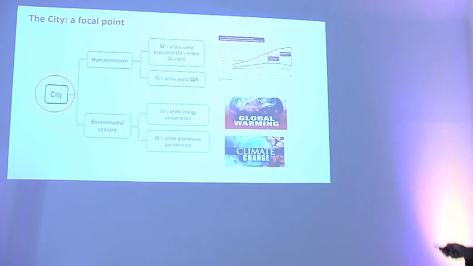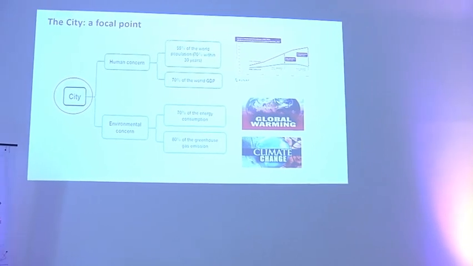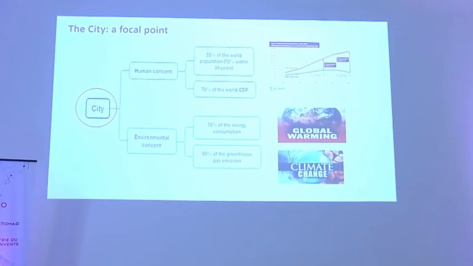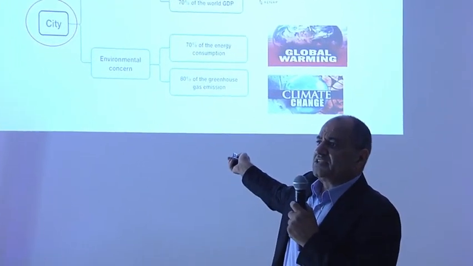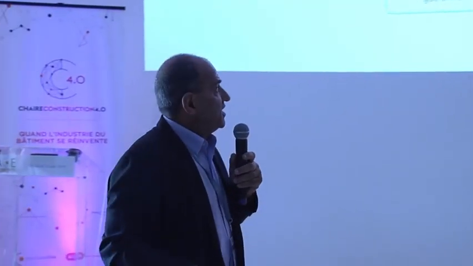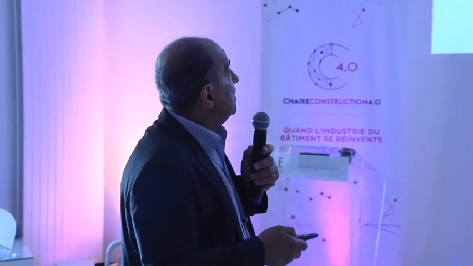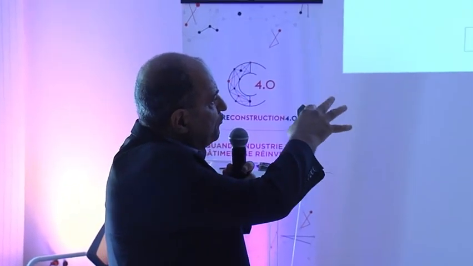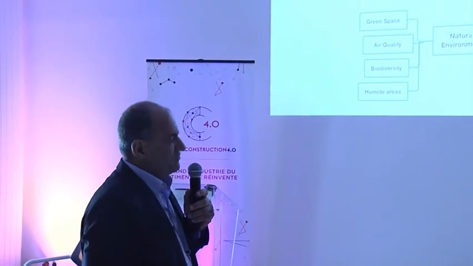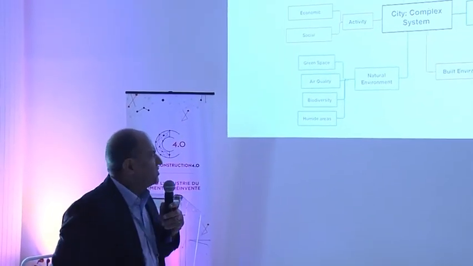And the environmental concern: 70% of the energy consumption and 80% of the greenhouse gas emission. When we speak about global warming and we want to act on global warming, it's evident that we have to act in the city. It's 80% of the greenhouse gas emission. Then the companies today cannot avoid this point of the city, and we have to integrate this question of the city. Now, when we want to integrate the question of the city, as construction engineering companies, mainly we focus on the built environment, buildings and infrastructure. But when we look at the city, it's much more complicated.